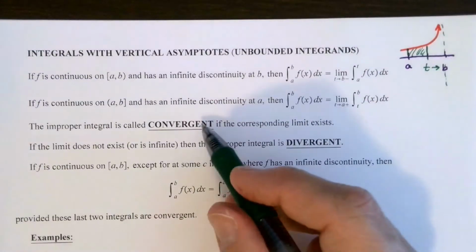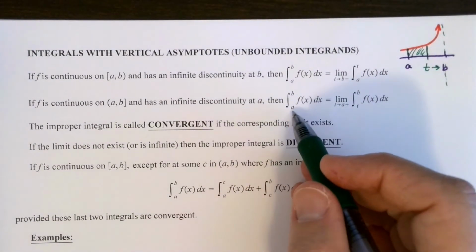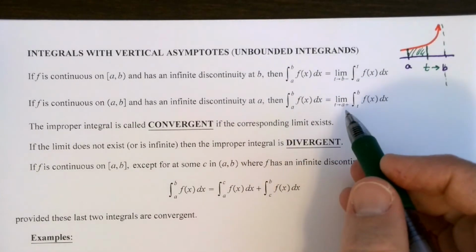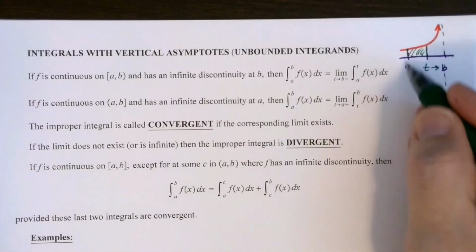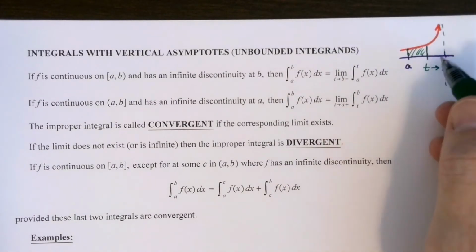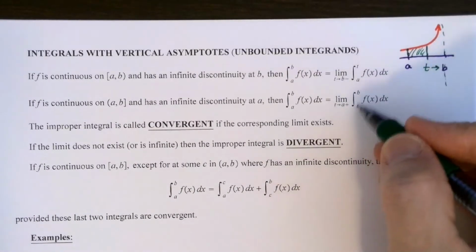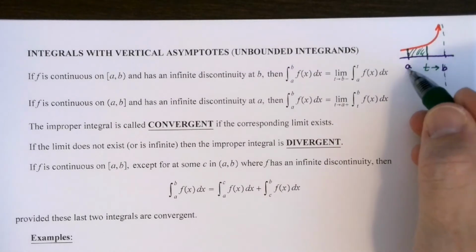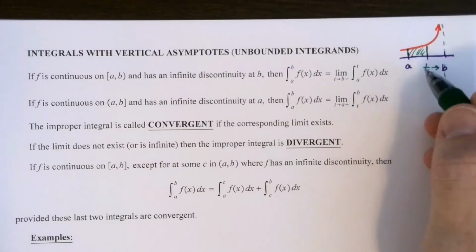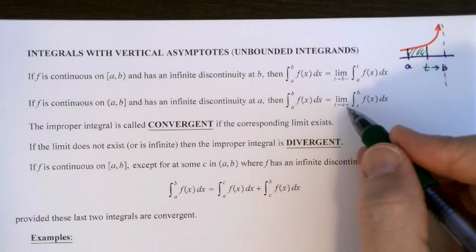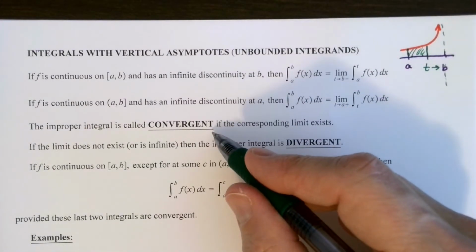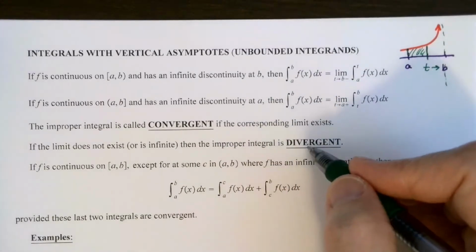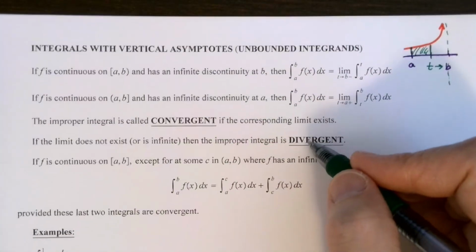Similarly, we can have an infinite discontinuity at the lower endpoint a. In that case, we're going to approach a from the positive side. So if our vertical asymptote were here, you'd be going from t to b, and we would be pushing t in this direction towards a from above, or from the positive side. If that limit exists, then the improper integral is convergent. If the limit does not exist, again, the integral is divergent.